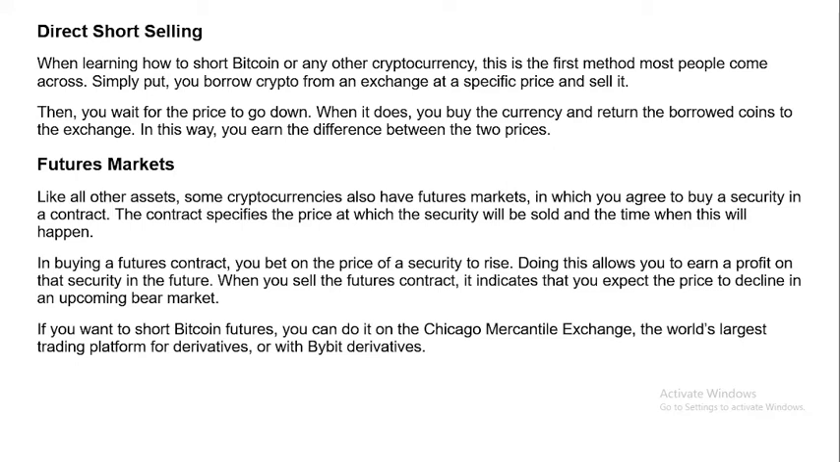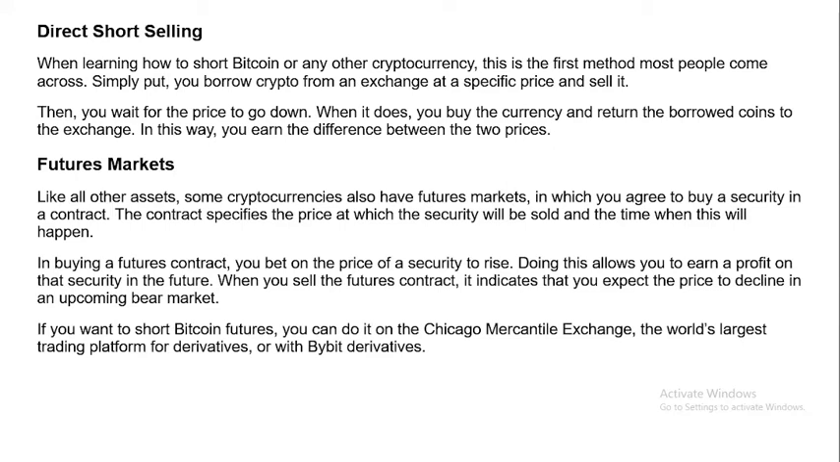And there's the futures markets. Like all other assets, some cryptocurrencies also have futures markets in which you are going to buy a security in a contract. The contract specifies the price at which the security will be sold and the time when this will happen. In buying a futures contract, you bet on the price of a security to rise. Doing this allows you to earn a profit on the security in the future. When you sell the futures contract, it indicates that you expect the price to decline in an upcoming bear market.